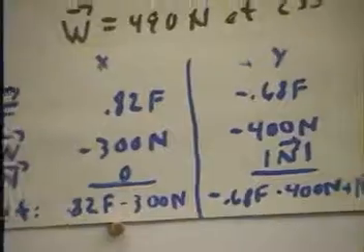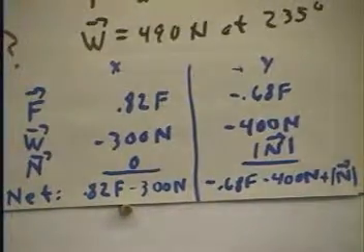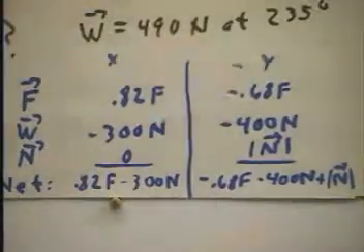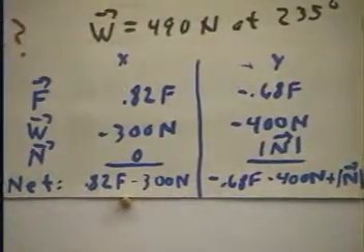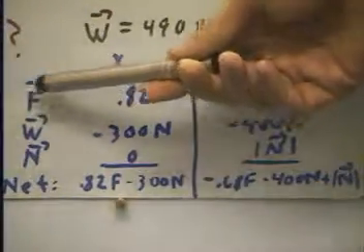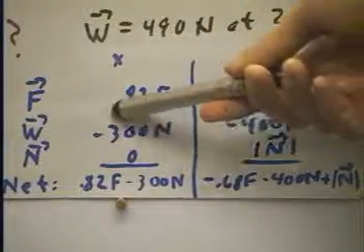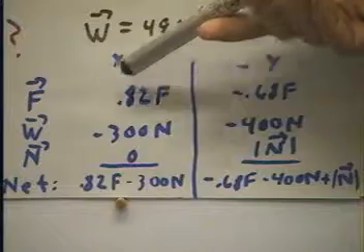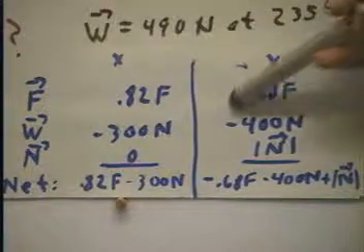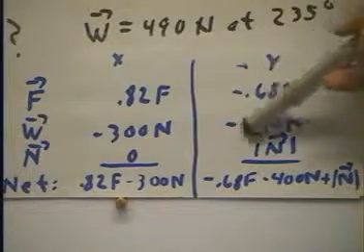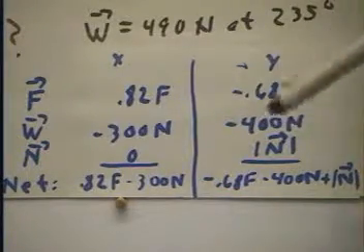Now we list all of the x and y forces. Let's adjust ourselves to get parallel to the camera. The x component of the force F turns out to be 0.82 F. The 0.82 is no mystery. That's just your cosine of 325 degrees. The negative 0.68 F is just the sine of 325 degrees. There's your negative 0.68 times F.